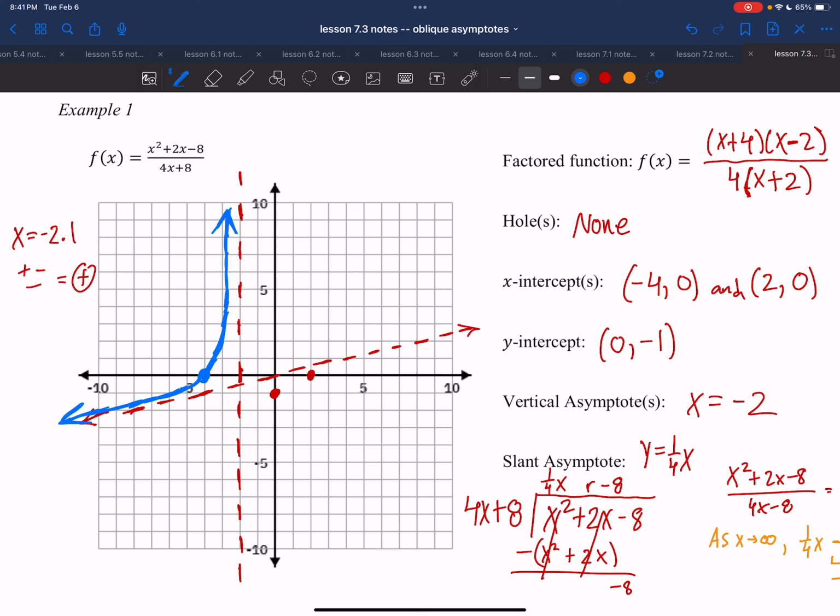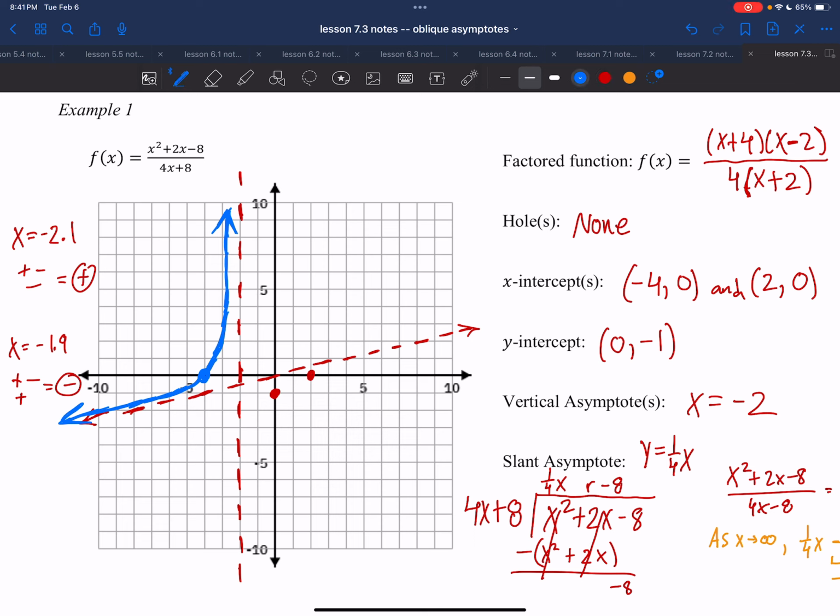Nice. Let's now do the right side of the asymptote. X is going to be -1.9. So again, I'm just plugging it into this, -1.9 plus 4, -1.9 minus 2, -1.9 plus 2. The sign chart on that is going to be positive, negative, positive, which ultimately comes out to negative, right?